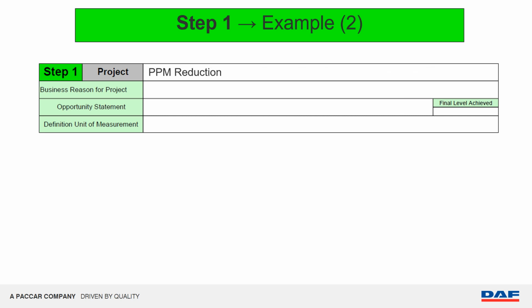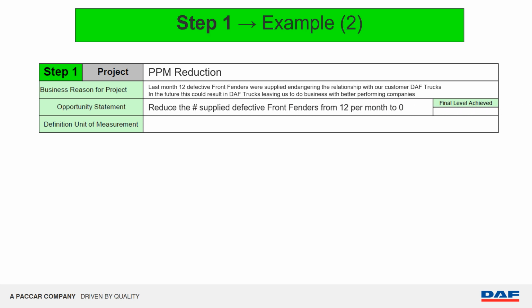PPM reduction. Last month, 12 defective front fenders were supplied, endangering the relationship with our customer DAF Trucks. In the future, this could result in DAF Trucks leaving us to do business with better performing companies. The opportunity statement. Reduce the number of supplied defective front fenders from 12 per month to 0. The definition unit of measurement. The number of supplied defective front fenders with part number ABC.